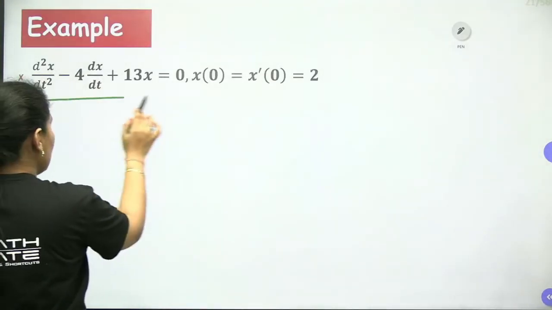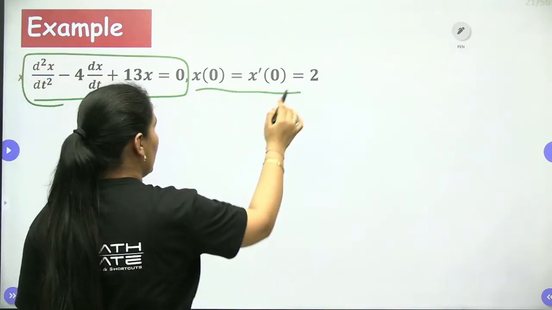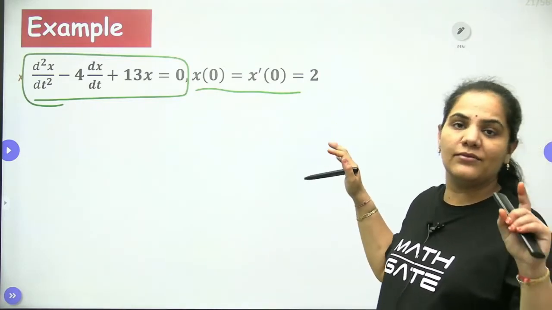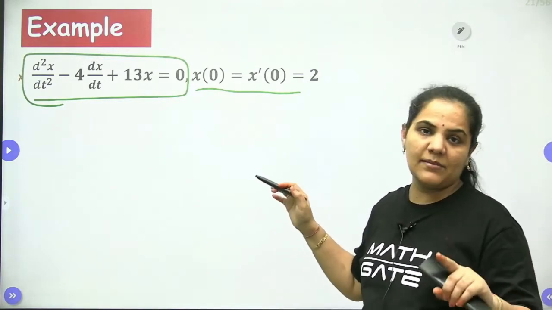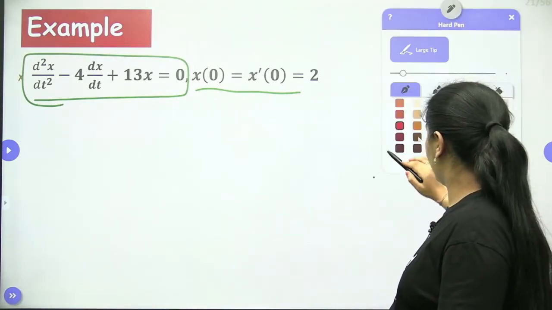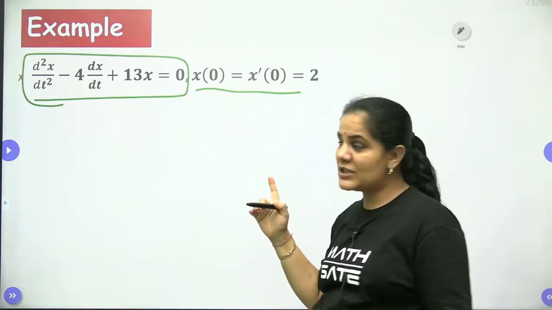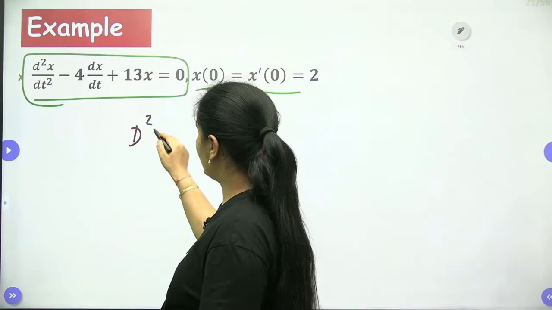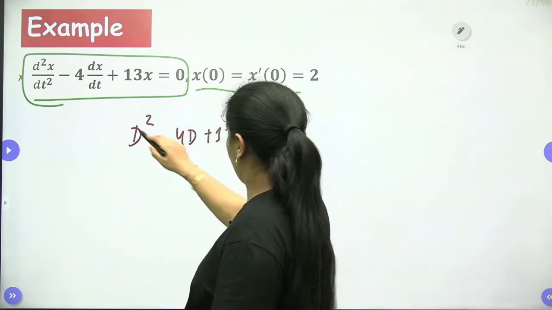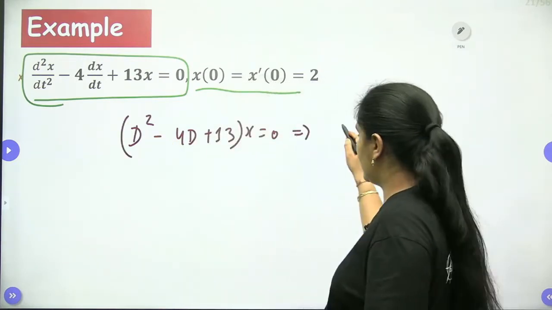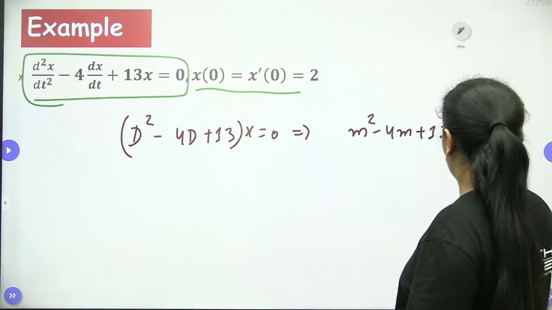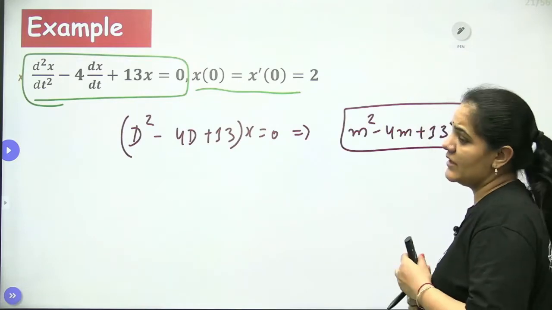Exactly in this example we are having conditions also, for finding the constants C1 and C2. These types of questions are very important as far as the GATE examination is concerned, because these patterns of CF are exactly the favorite topic of the GATE examiner. So let me write down here D squared minus 4D plus 13, and it should be equal to 0. So the auxiliary equation is m square minus 4m plus 13 equals 0.